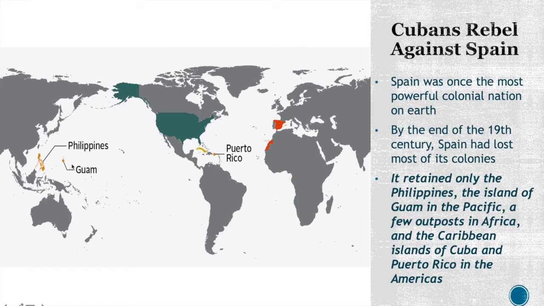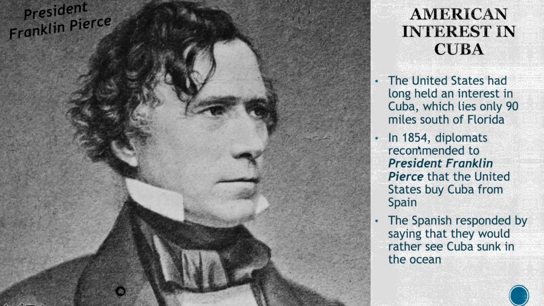So here's the Philippines, Guam. Here's some territories that are owned in Africa. This is Western Sahara and Puerto Rico and Cuba. All right, the United States long held an interest in Cuba, which lies only 90 miles south of Florida. And in 1854, diplomats recommended to President Franklin Pierce that he buy Cuba from Spain. And the Spanish responded by saying that they would rather see Cuba sink into the ocean. Here's President Franklin Pierce.